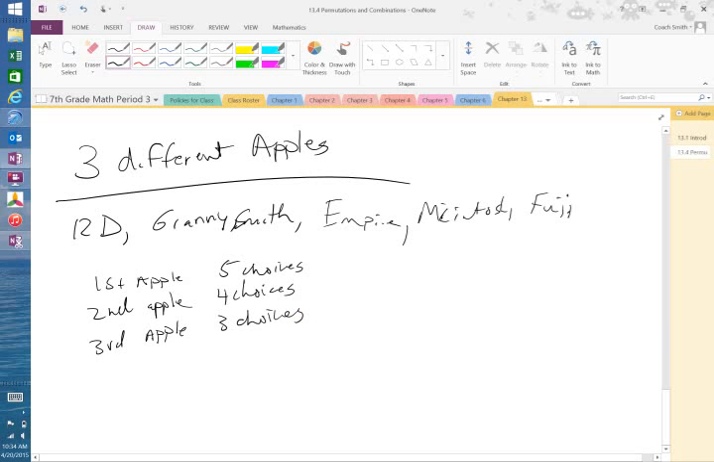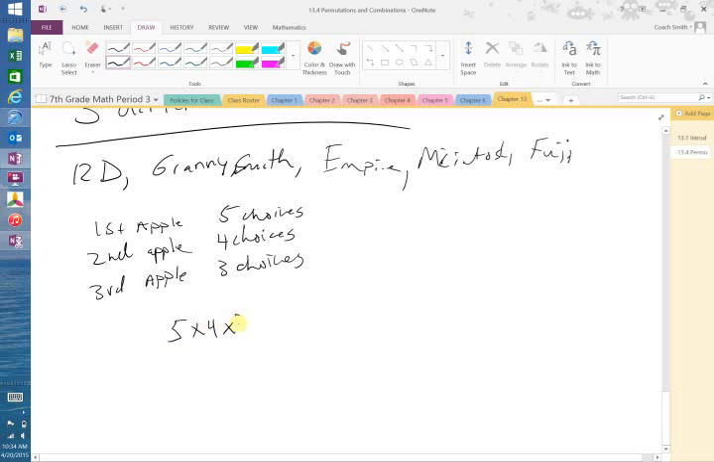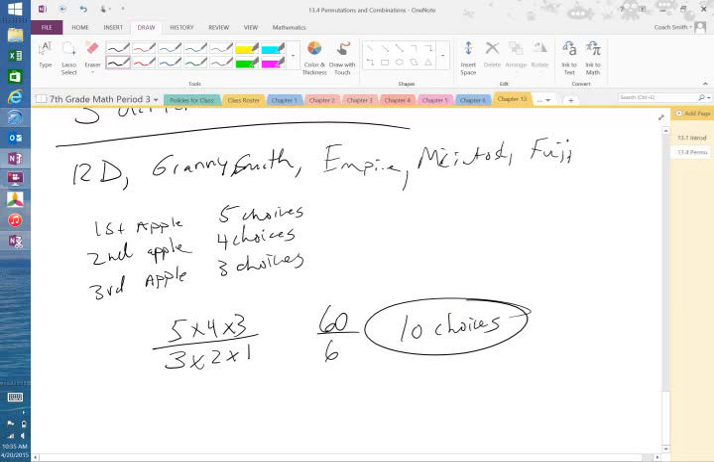Now, we are not done here. This is a combination. So you're going to have 5 times 4 times 3 on top. On bottom, how many choices do I have? 3. So on bottom, you start with the 3, then you multiply it by 2, then by 1. On top, we have 60, excuse me, 60. 3 times 2, obviously we don't have to multiply by 1, is 6. So there's 10 choices. 10 different ways that I could choose 3 apples out of the 5.